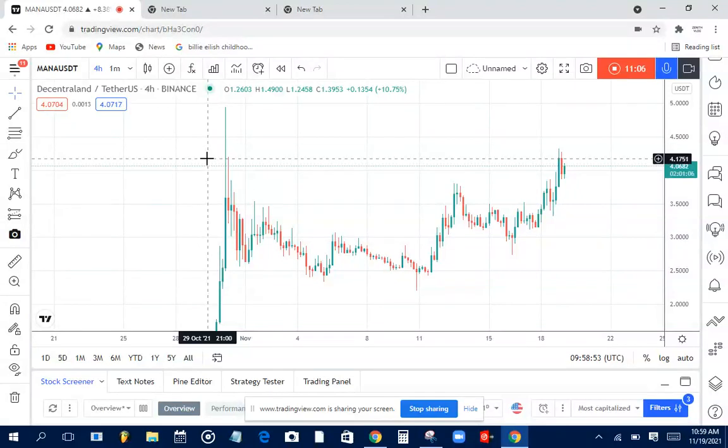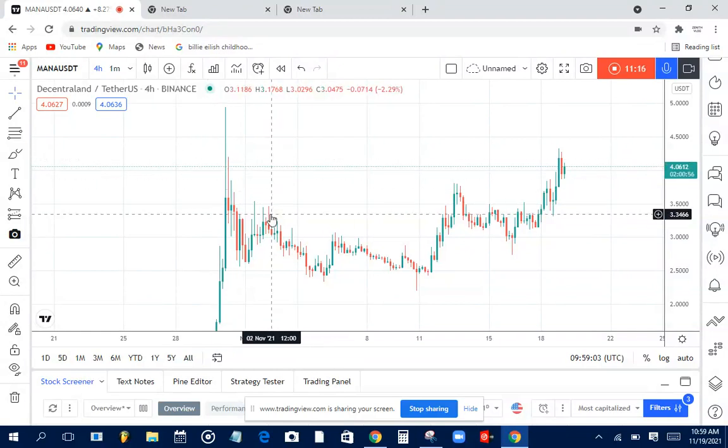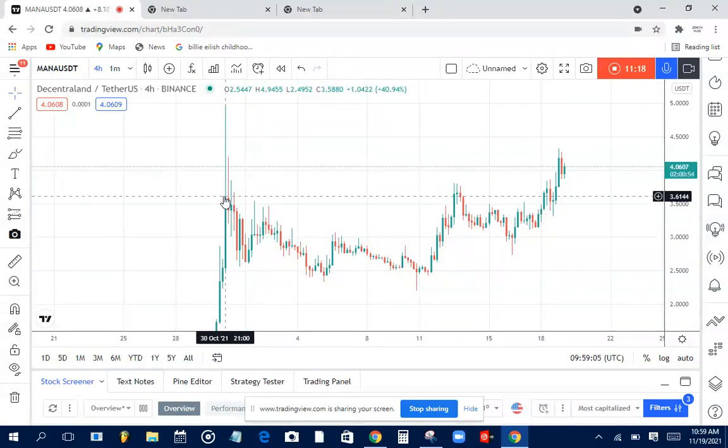When you see too much wick on the support level, that shows you price is about to go up. When you see too much wick on the resistance level, price is about to come down. So guys, right now you can see when we put this here, this is our resistance.